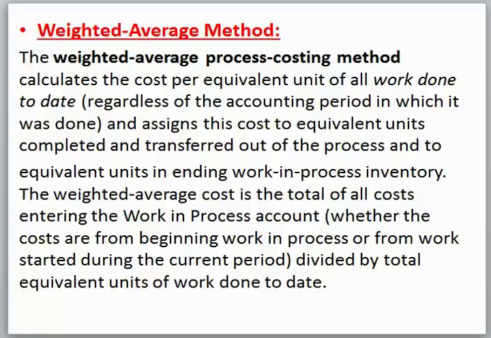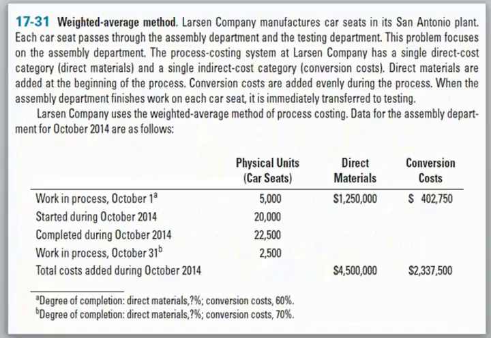The weighted average cost is the total of all costs entering the work in process account, whether the costs are from beginning work in process or from work started during the current period, divided by total equivalent units of work done to date. So the weighted average cost is the total of all costs entering the work in process divided by the total equivalent units of work done to date. The first exercise explains the weighted average method.